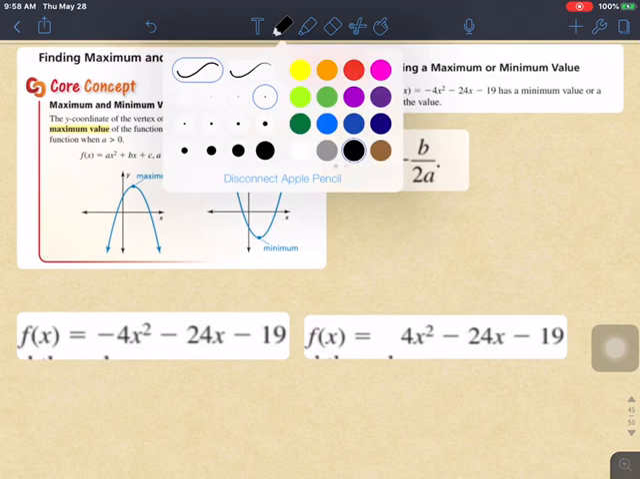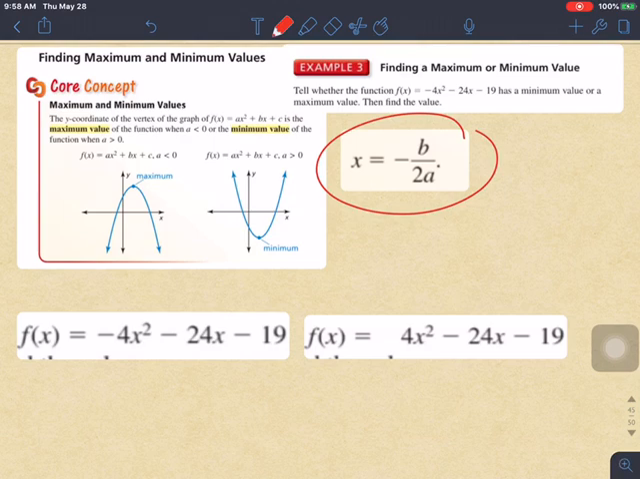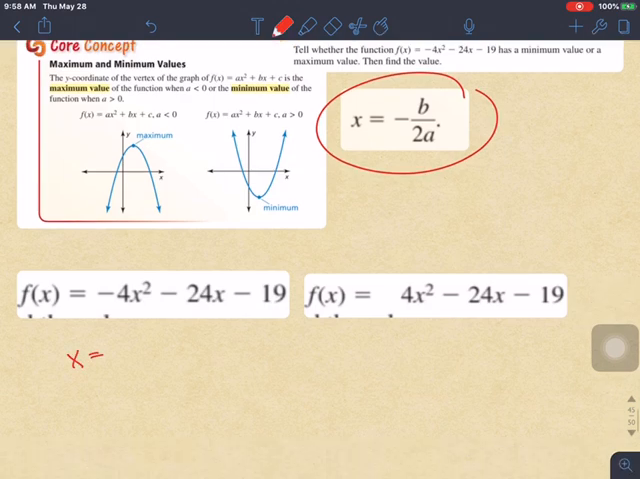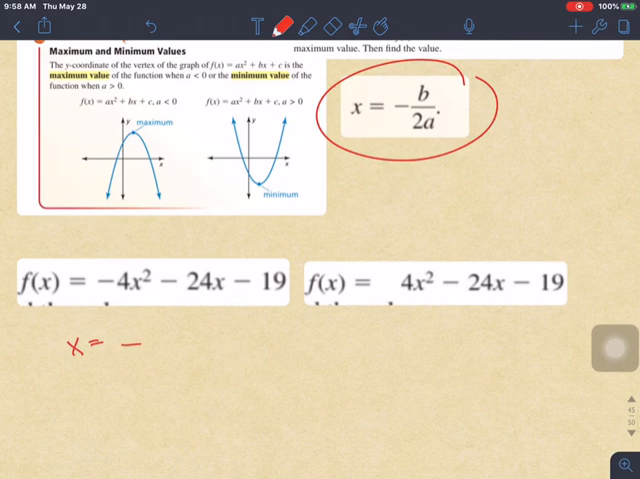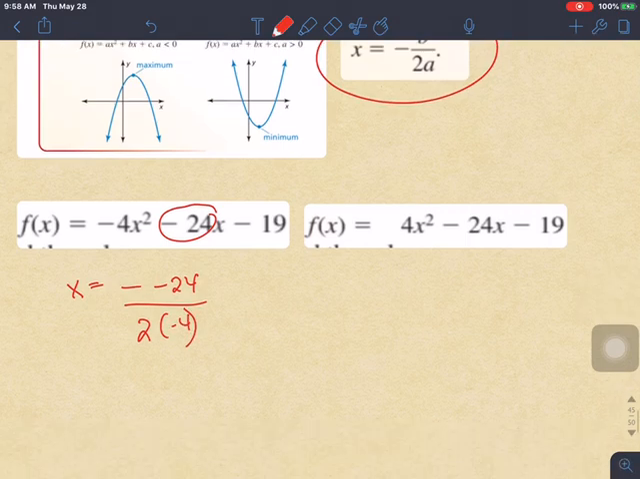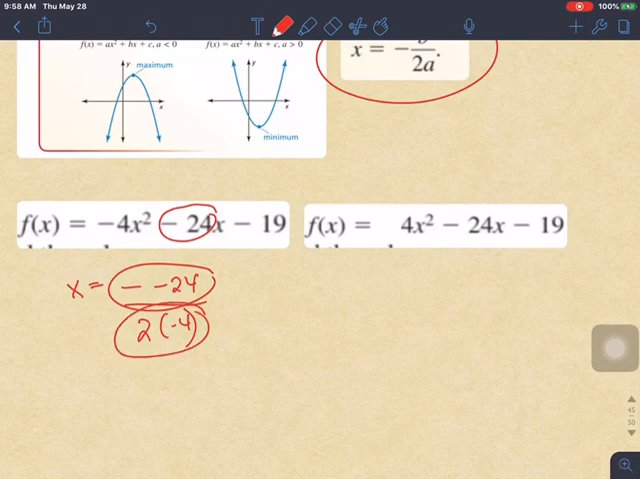Again, we'll go to red. We're going to use this particular formula: x equals the opposite of whatever b is. So b is negative 24, so negative 24 over 2 times a, and a happens to be negative 4. On this one, the numerator becomes positive 24, and the denominator becomes negative 8. So the x-coordinate is negative 3 on this one.